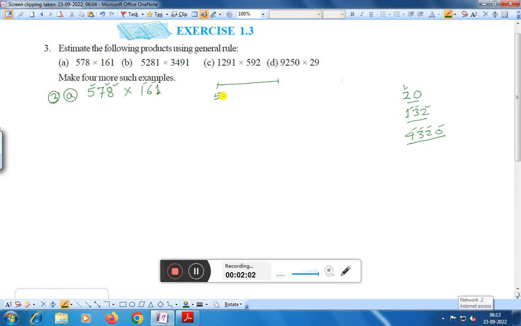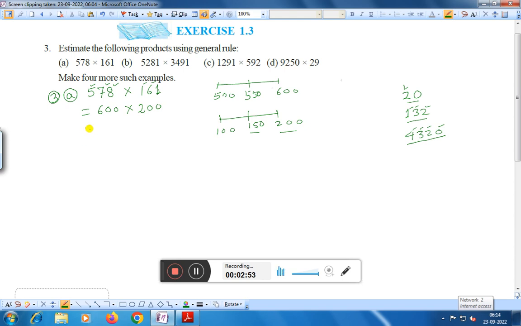500 and 600, and the middle number is 550. Now 578 is greater than 550, therefore it will be rounded up to 600. Into 161. 161 lies between 100 and 200, and the middle number is 150. Since 161 is greater than 150, it will be rounded up to 200. Therefore the number will be 200.